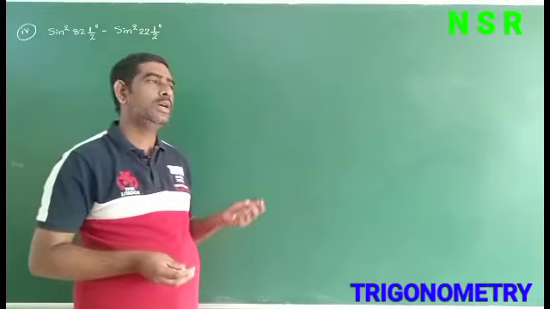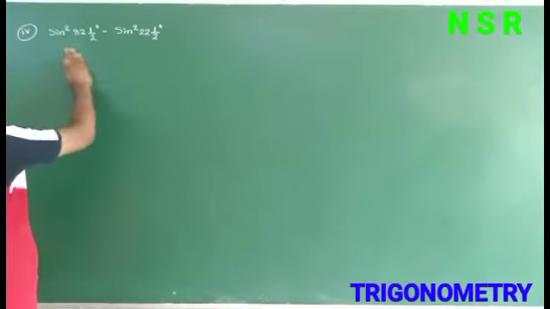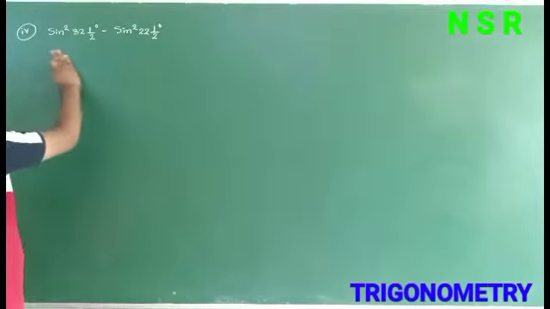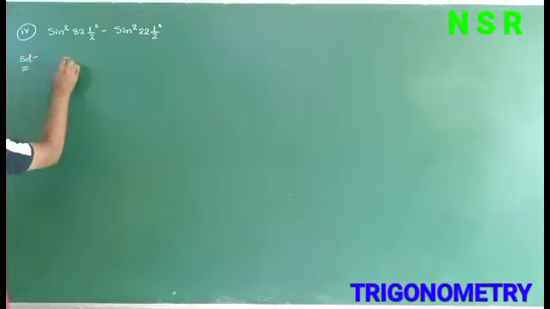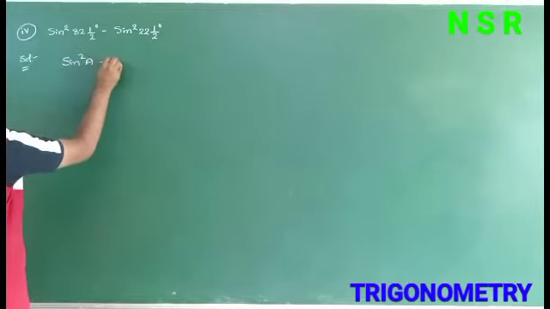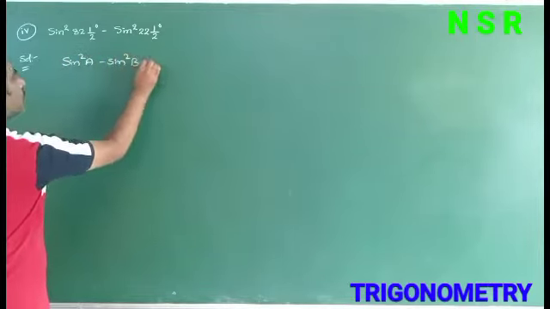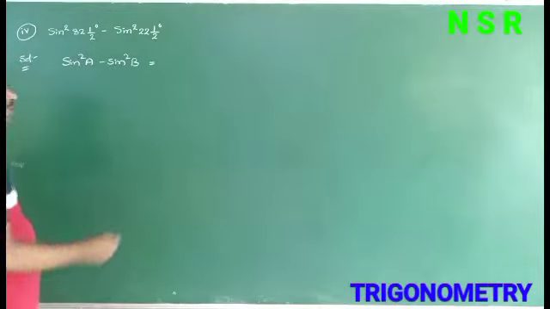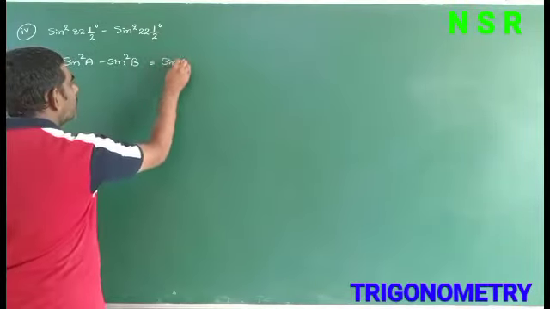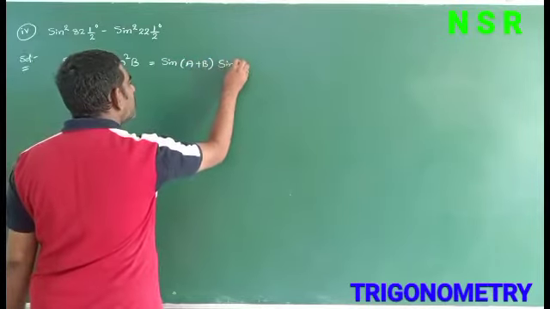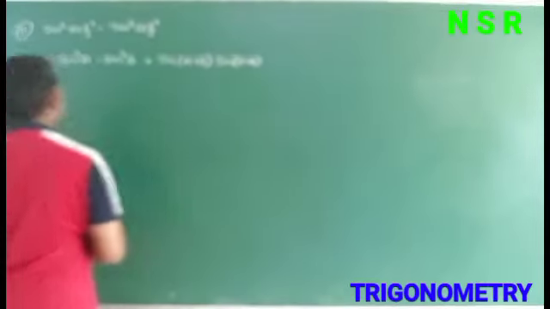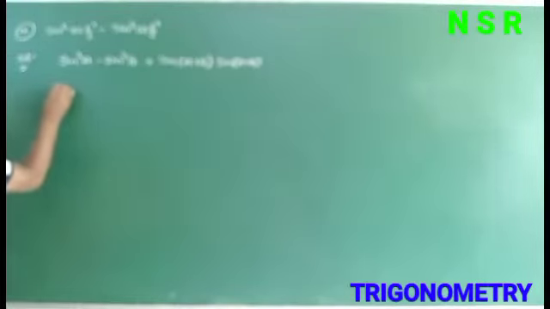So next, question number 4 in the 8th one. In the 4th bit: sin square 82.5 degrees minus sin square 22.5 degrees. Apply the formula here. We have a formula: sin square A minus sin square B is equal to sin(A plus B) into sin(A minus B). So this formula applies here.